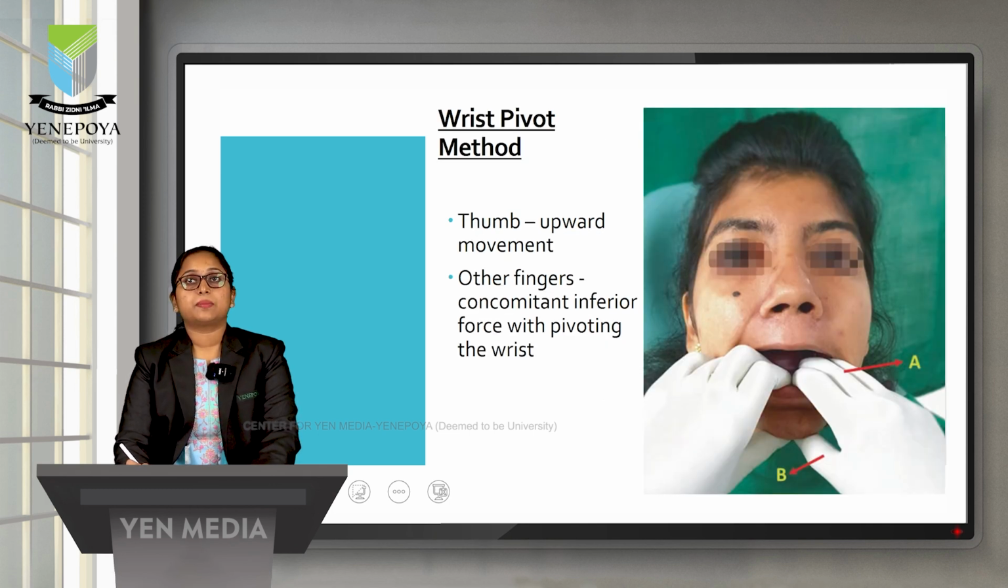The next method is the wrist pivot method, wherein the thumb is placed in the chin region as shown in this figure, and the other fingers are placed on the occlusal aspect in the anterior area. In this method you give an upward movement with the thumb, and with the other fingers you give a concomitant inferior force with pivoting of the wrist, and this will help in reduction of the condyle into the proper position.